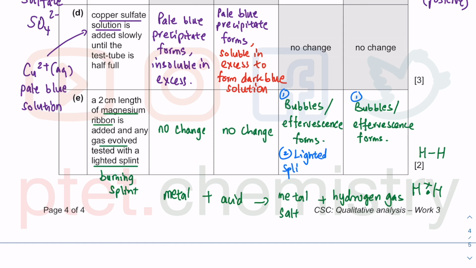Lighted splint gives a pop sound. So the pop sound is the test for hydrogen gas. And you do get hydrogen gas when acid reacts with metal. In both of these cases, both the hydrochloric acid as well as the sulfuric acid will give you hydrogen gas, which burns the lighted splint with a pop sound. And the reason you test for gas is because you see the bubbles or the effervescence there.